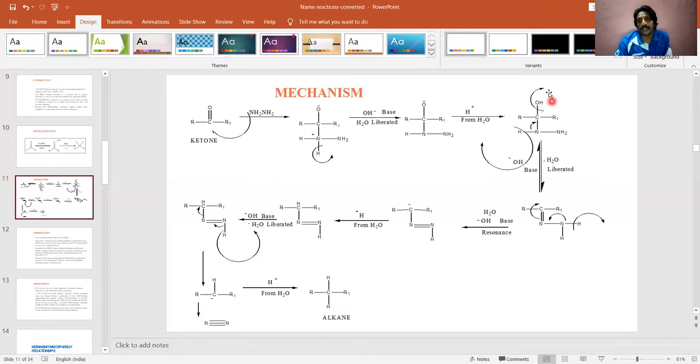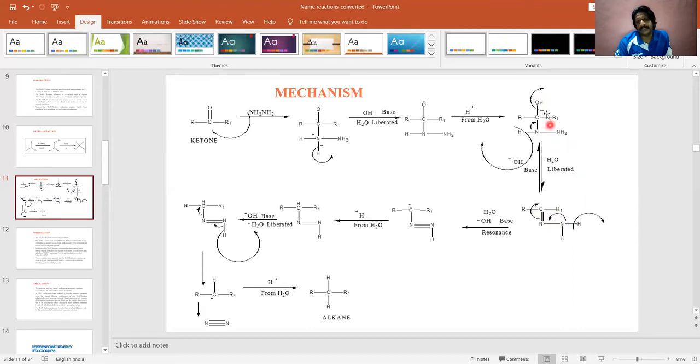Okay, so you have to understand our base is again getting regenerated. The base got regenerated as OH minus here. All right. So now, along with the formation of water, because the OH minus resulted from here grabs this proton, formation of water along with regeneration of base here. Now we got a resulting molecule R C double bond N R1 NH2.